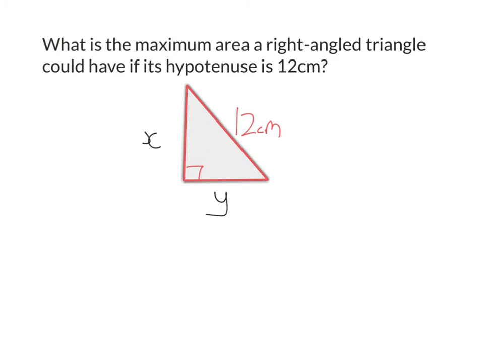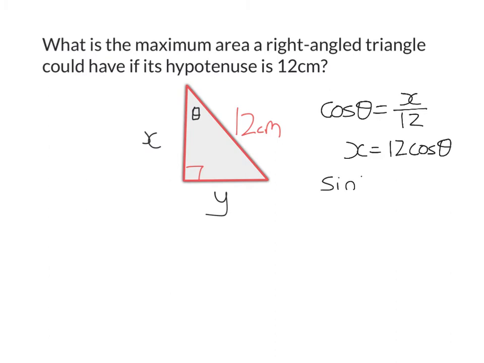But instead, what I can do is use this angle here, theta. Using normal trigonometry, note that x is adjacent to that. I have cos theta equals adjacent over hypotenuse, so x is equal to 12 cos theta. But similarly, sine theta is equal to y over 12, so that means y is equal to 12 sine theta.